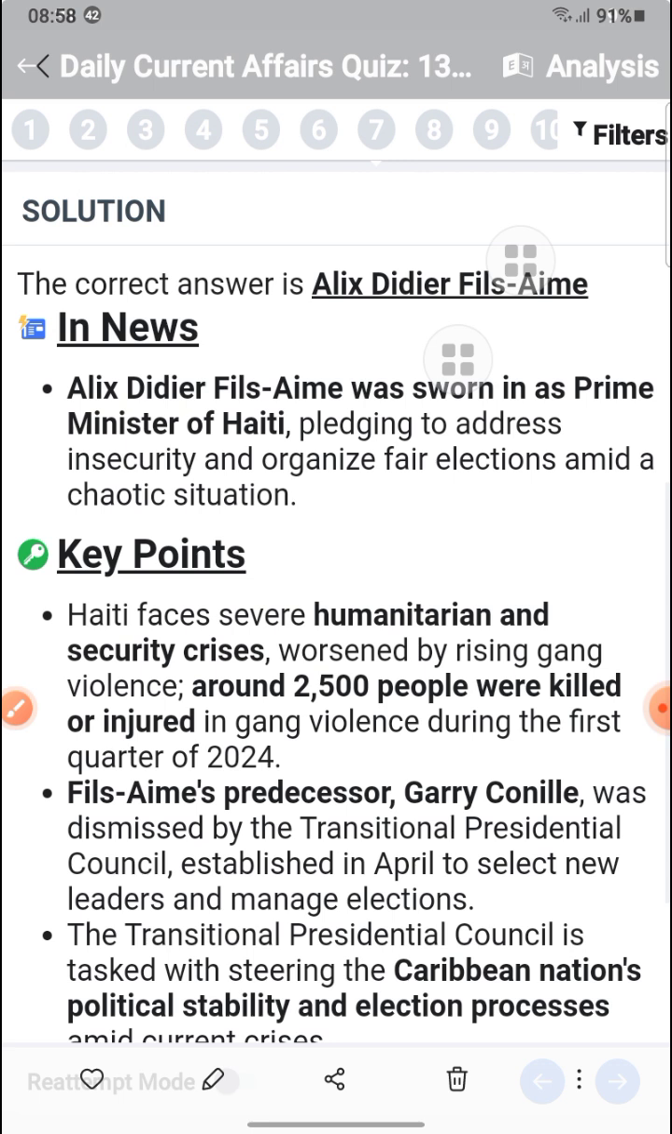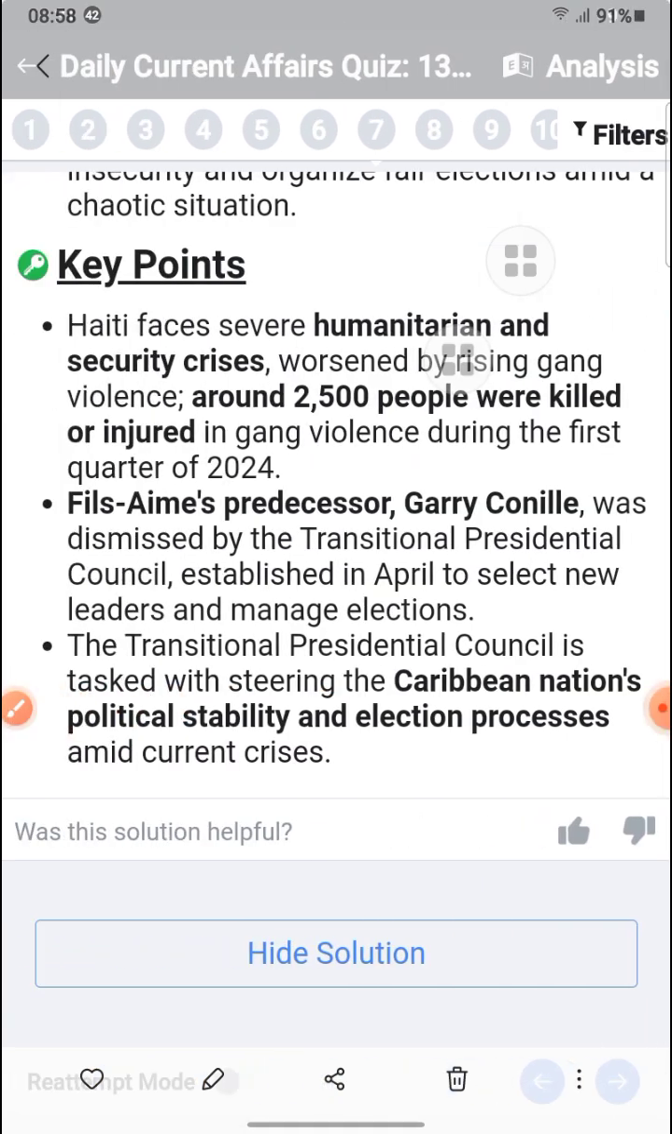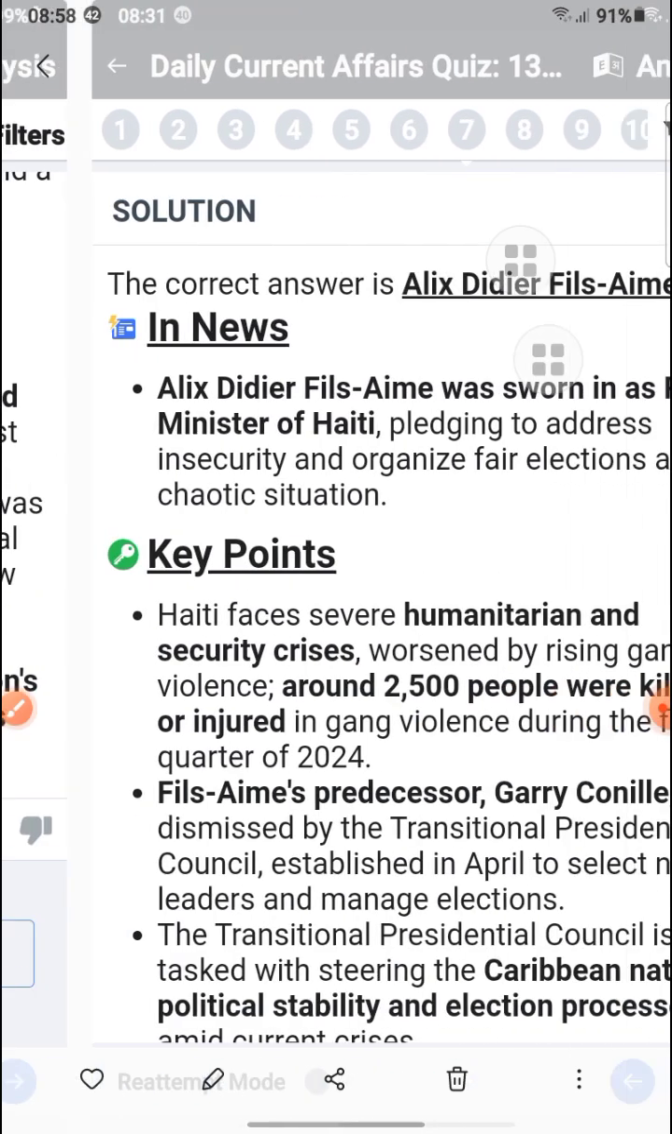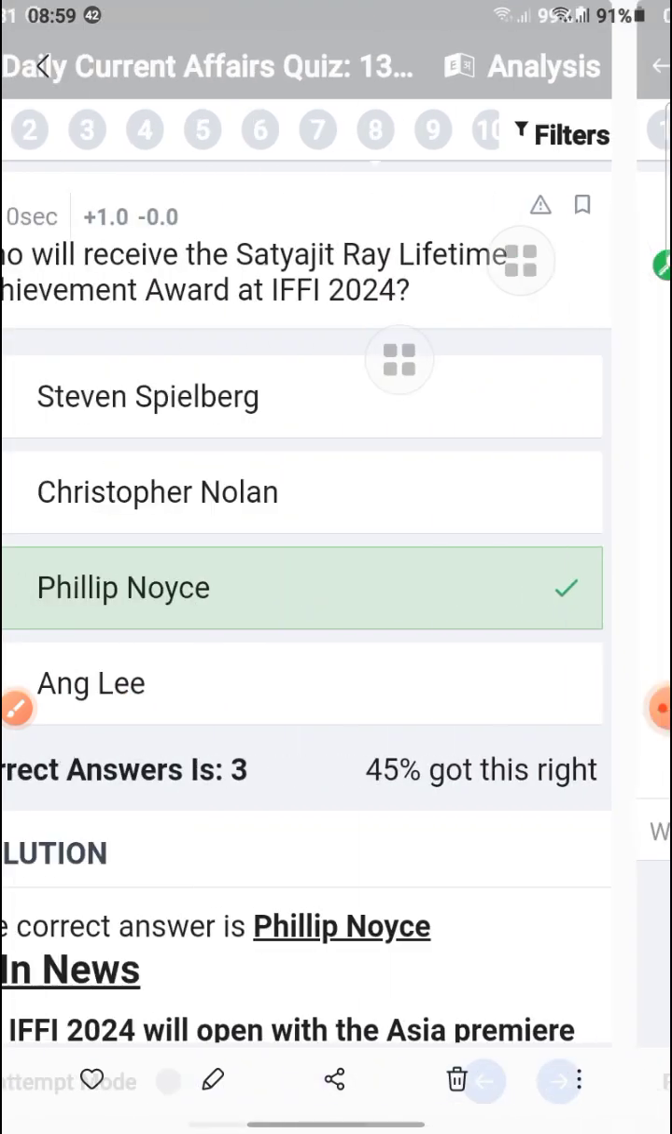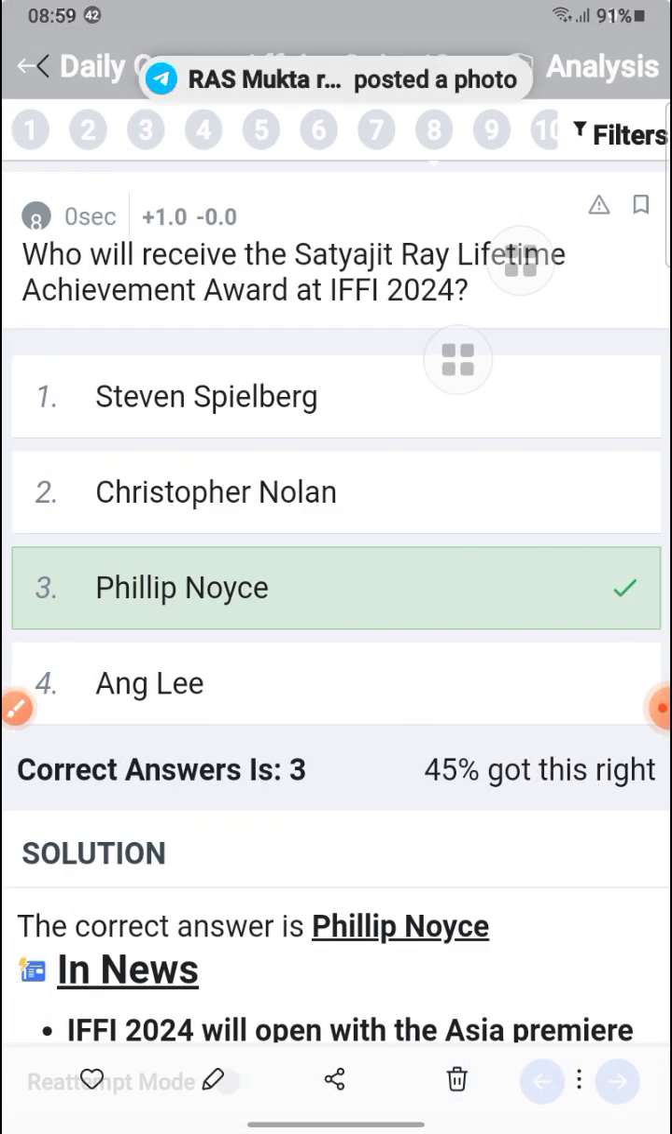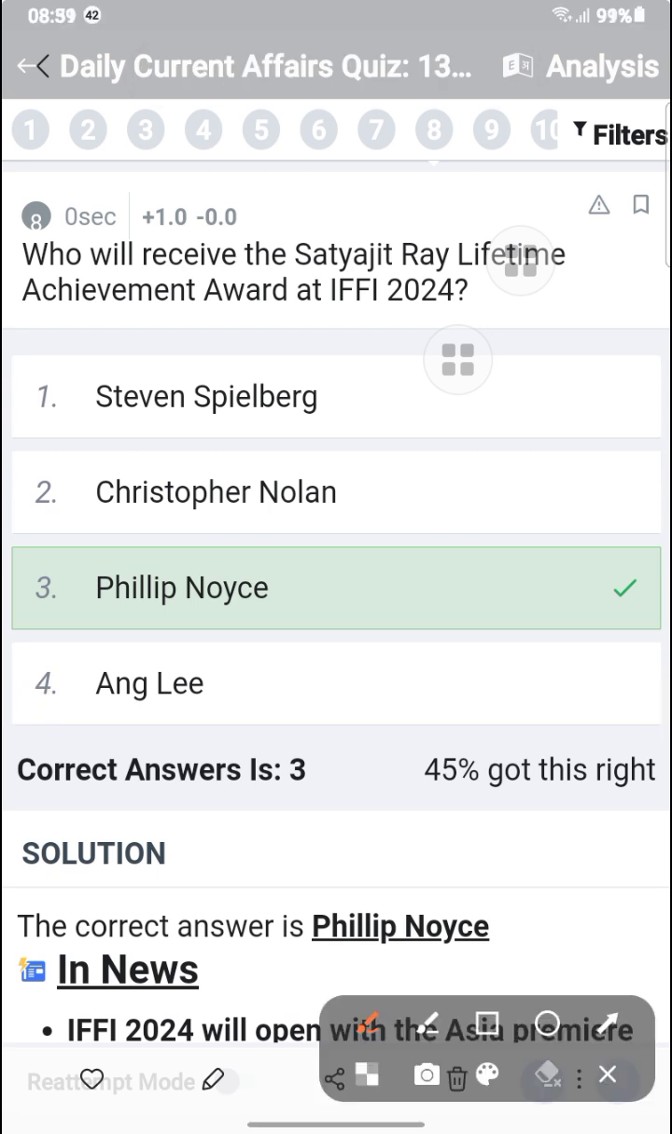There is rising gang violence, with people killed and injured. His predecessor, Gary Conille, was dismissed by the Transitional Presidential Council. Now he aims to address the humanitarian security crisis, and the Caribbean nation's political stability and election process amid the current crisis. That is why Alex Didier Filsame became the sworn-in Prime Minister of Haiti.